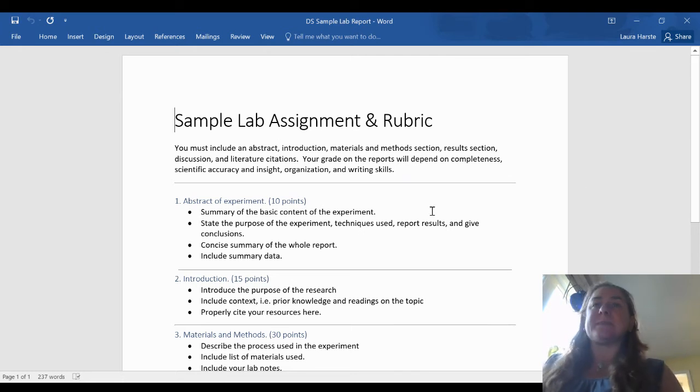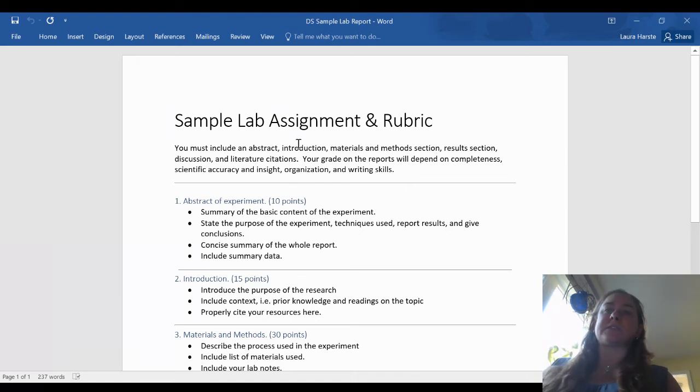So this is the sample lab report that I have posted for you. And really you can use this for most of the assignments that we have in this class, especially the more lab ones, and definitely the final project. And even with the other labs that we have, I want you to do your best to try to fit the data that you have into this.